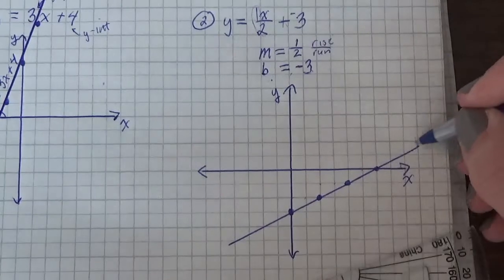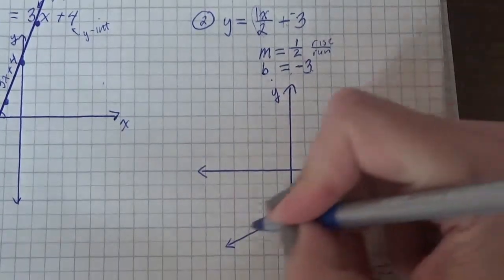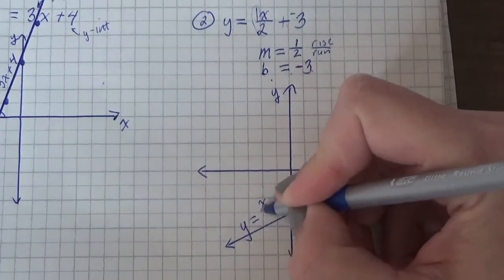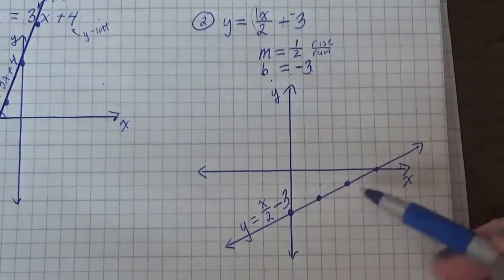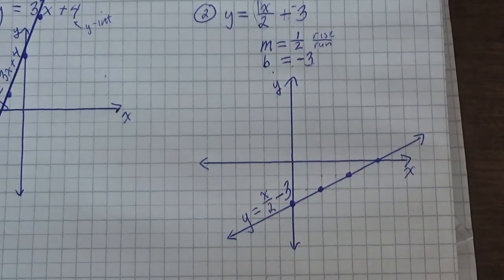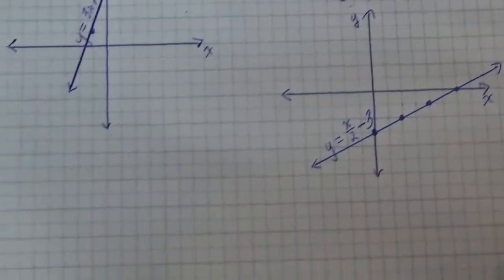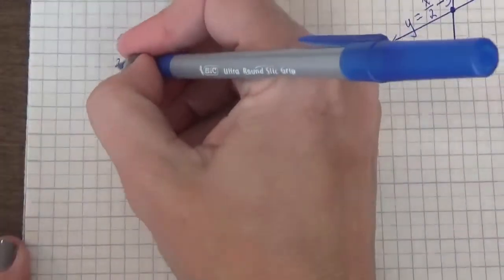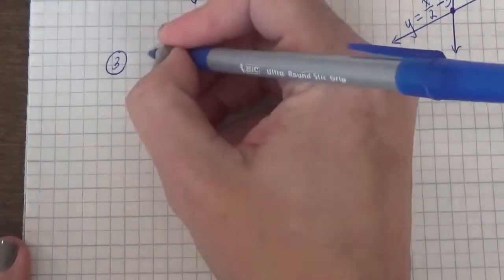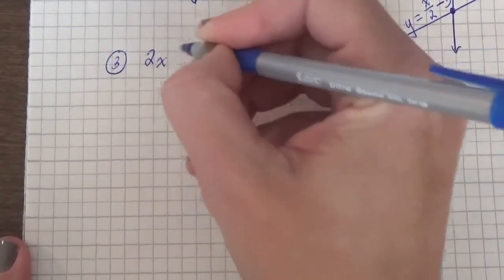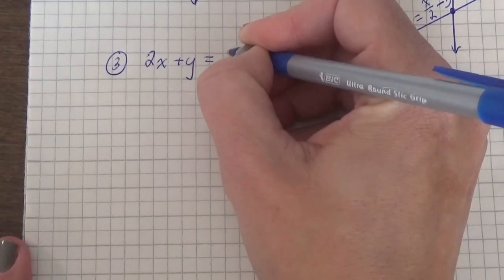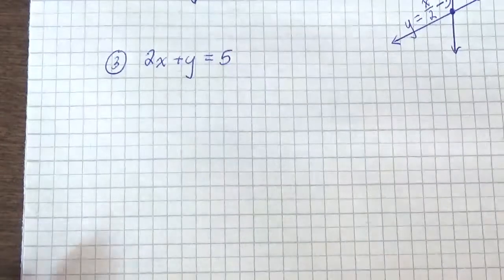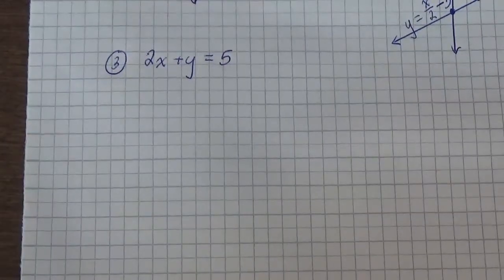So we're going to put arrows on it, and we're going to label it y equals x over 2 minus 3. It hits at -3 and has a slope of a half. And there we go. Now, the only bummer is if you get an equation like this. Let's say I gave you 2x plus y equals, I don't know, 5. This is not in the y equals form yet.